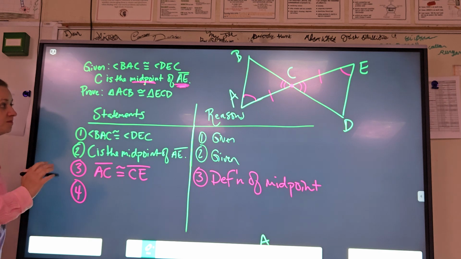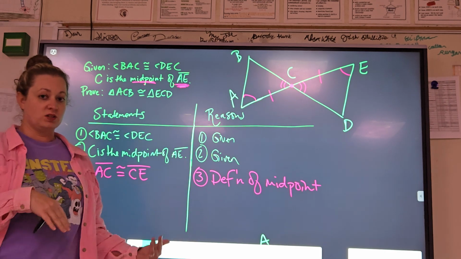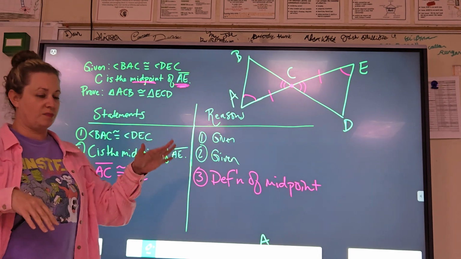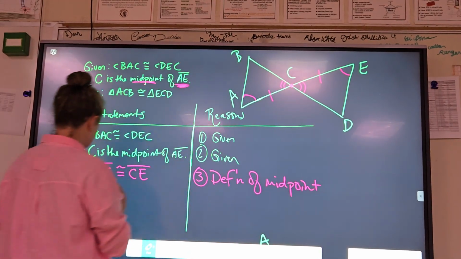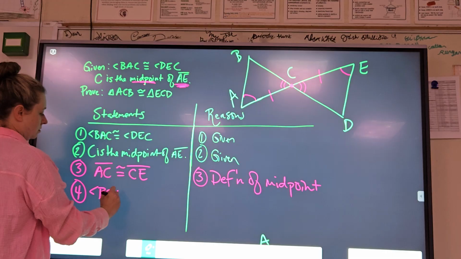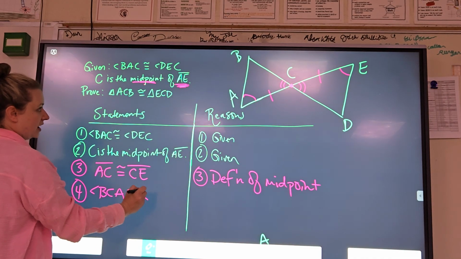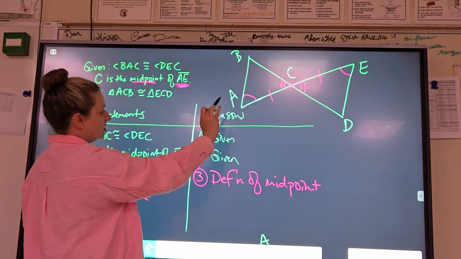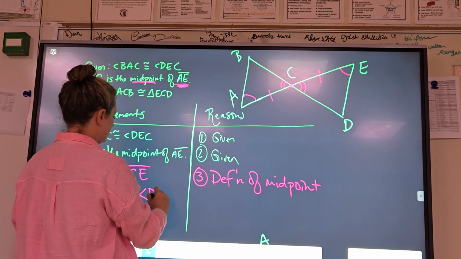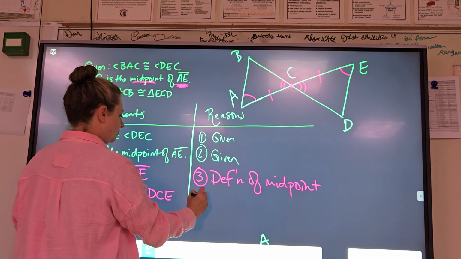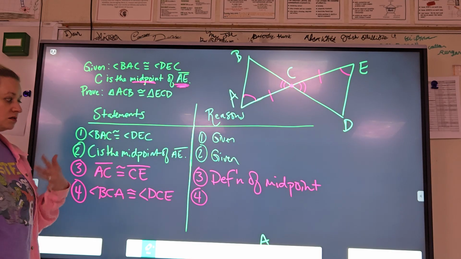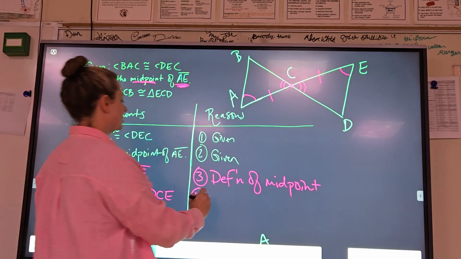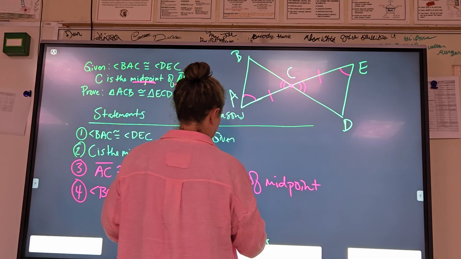So for number 4, we can't just say angle C is congruent to angle C because there are several angle C's up there. So we have to be specific. We're going to say angle BCA is congruent to angle DCE, but we knew that because they were vertical angles. So we're going to say definition of vertical angles.